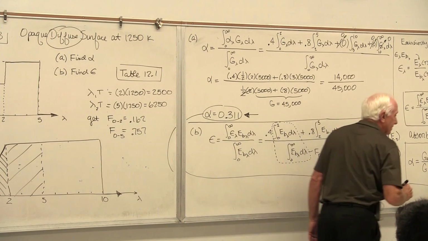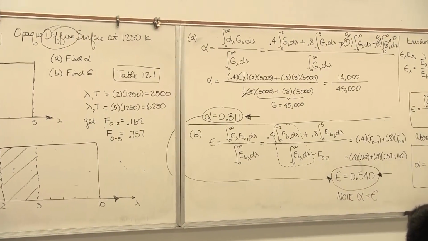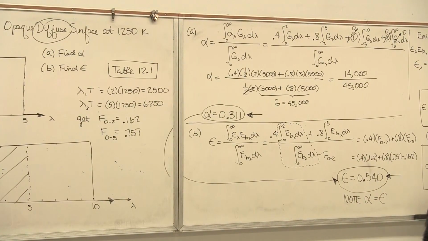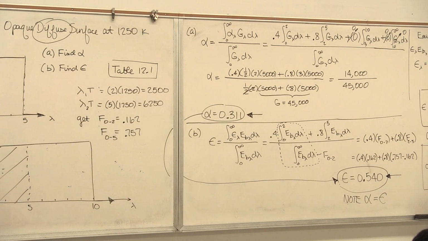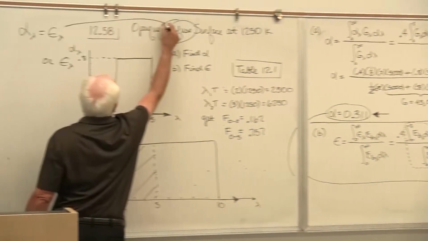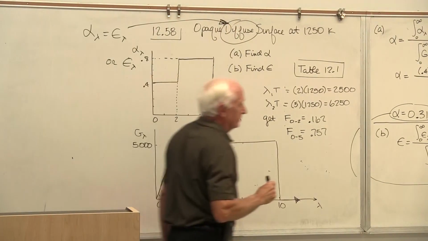You can see the answer. The answer is alpha is not equal to epsilon. But of course, alpha lambda equals epsilon lambda. Why? Because of the word diffuse.